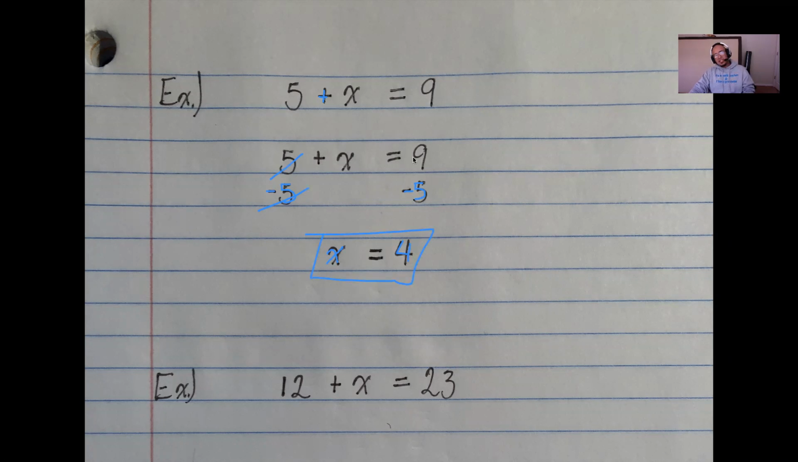How can I check to see that it's true? Well, instead of an x, I'm going to use 4 now. All right, so 5 plus 4, not 5 plus x, 5 plus 4. Let's see if that's equal to 9. 5 plus 4 is 9. It checks out. Ladies and gentlemen, x is equal to 4. Let's do one more.